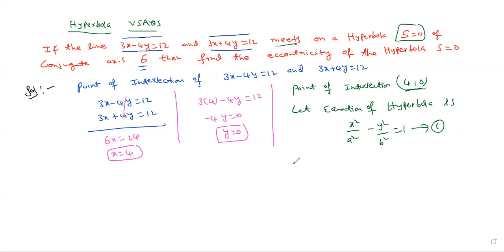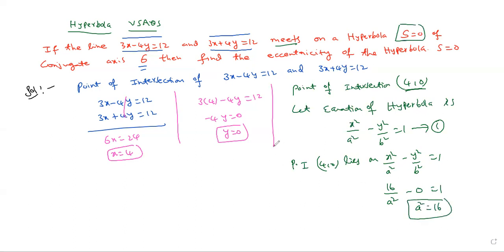Okay. The point of intersection P is (4, 0). It lies on x squared by a squared minus y squared by b squared is 1. Put x as 4: 16 by a squared minus 0 is 1. Cross multiply here, get a squared as 16. Okay.